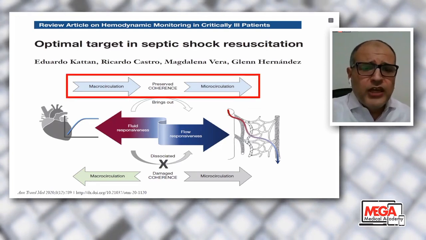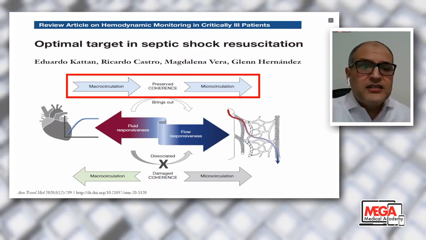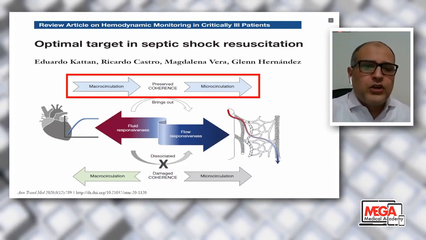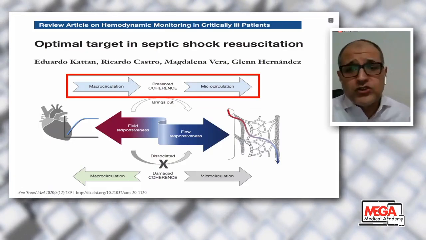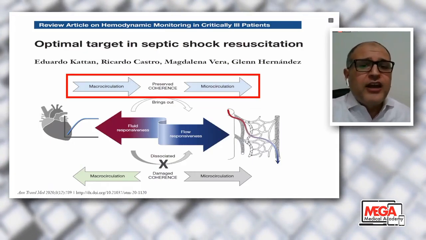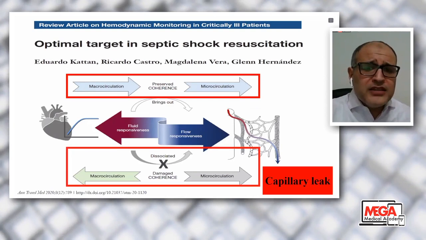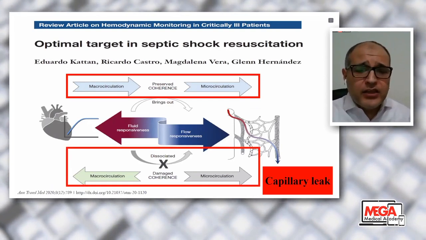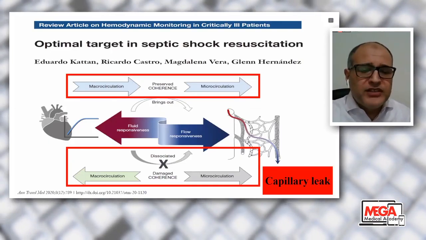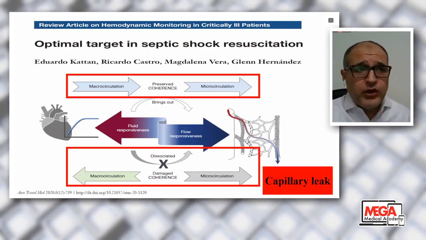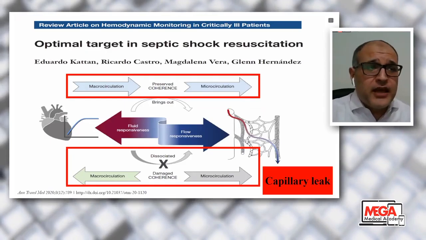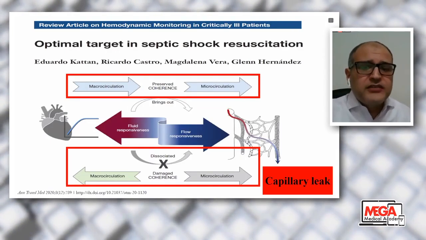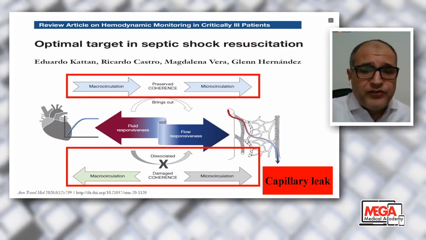Preserved hemodynamic coherence means that there is a coherence between the macrocirculation, which is blood pressure, and the macrocirculation variables, and the microcirculation at the tissue level. If I don't have this coherence, I will give fluids and there will be a capillary leak. So there will be a dissociation between the macrocirculation and the microcirculation. I will improve the blood pressure and the filling pressures of the patient, but this will not improve the peripheral perfusion.